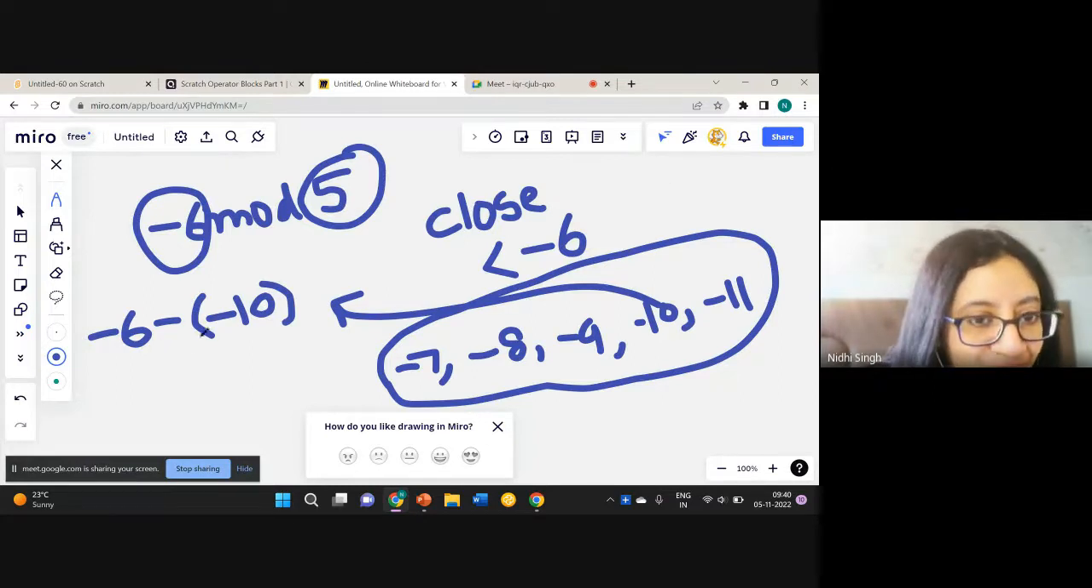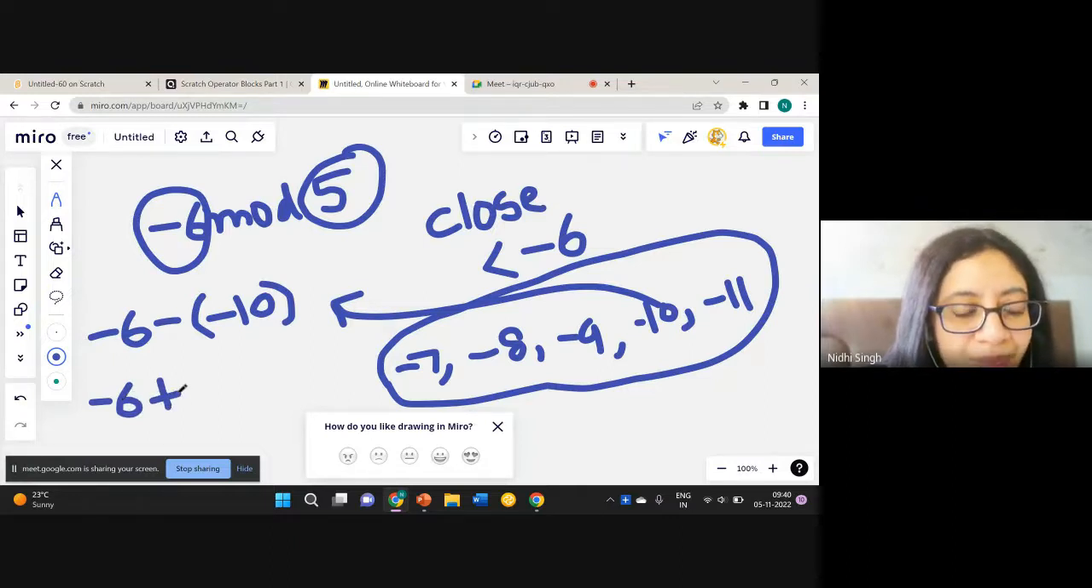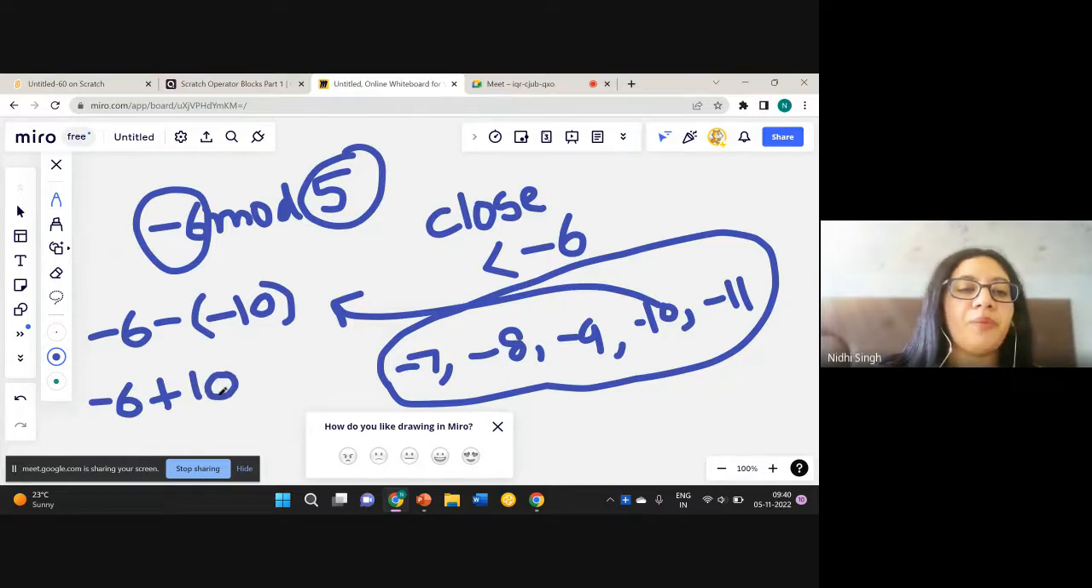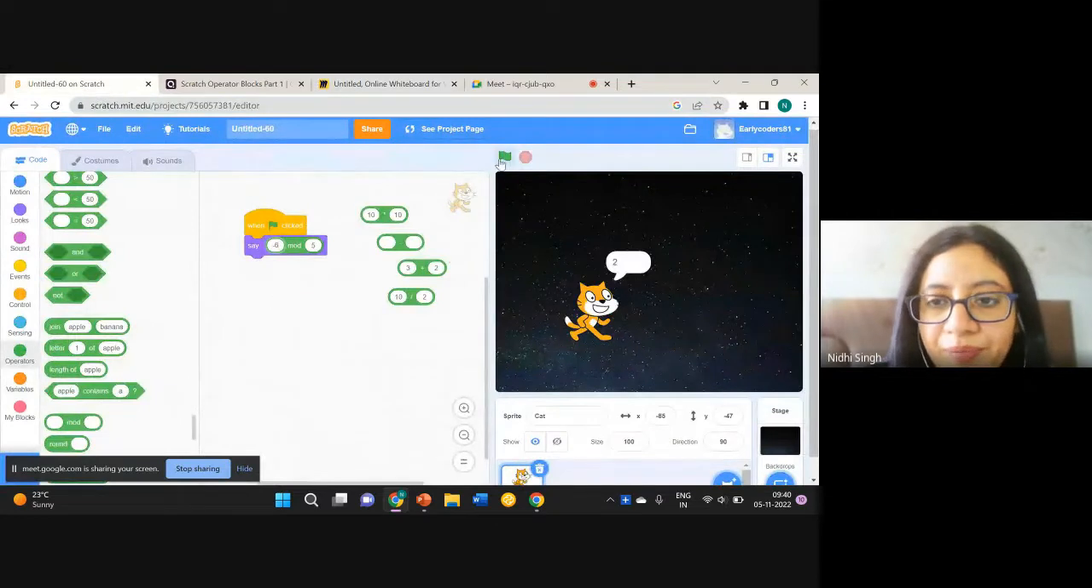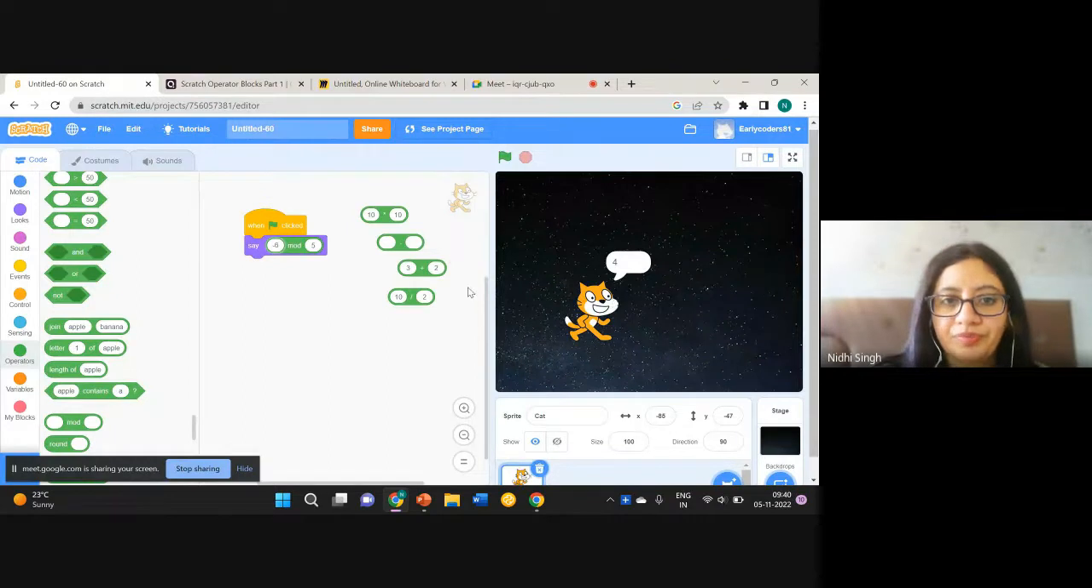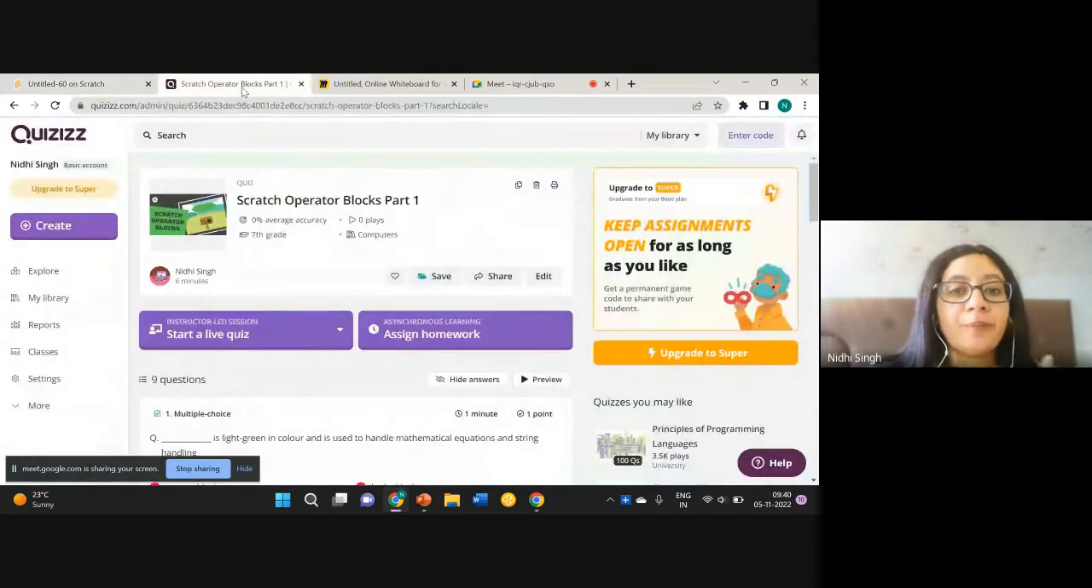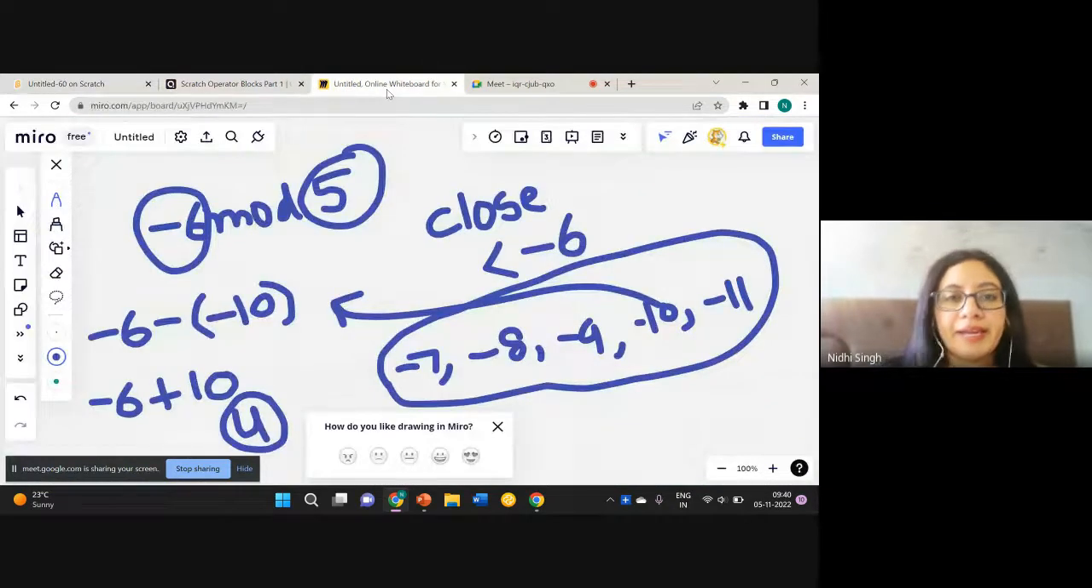So if we calculate this operation, it will be minus 6, minus will become plus, and plus 10. So plus 10 and minus 6. We are subtracting 6 from 10. What will be the answer? 4. Okay, so this is the calculation for this part. Now if we divide, the modulus answer will be 4. This is the calculation which the computer does at the backend.